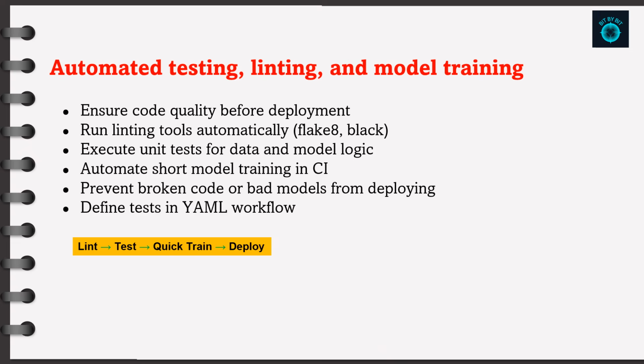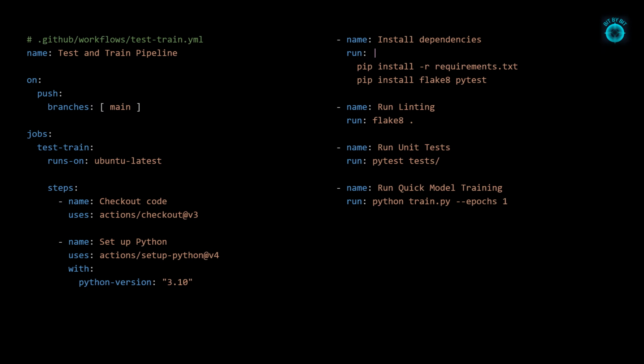Finally, we define these tests in a YAML workflow file, for example, in a GitHub Actions or Jenkins configuration. That file tells the automation tool exactly what to do whenever code is pushed or merged. It includes steps for installing dependencies, running linting, running tests, and optionally, training the model. Here's what these steps might look like inside a GitHub Actions YAML file.